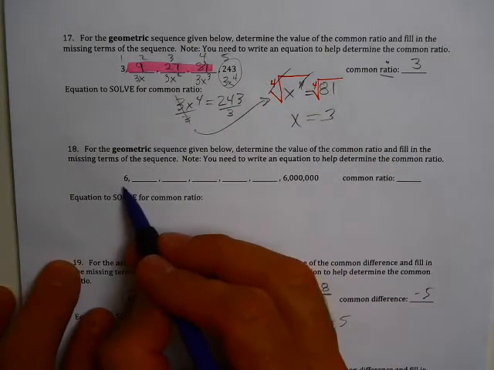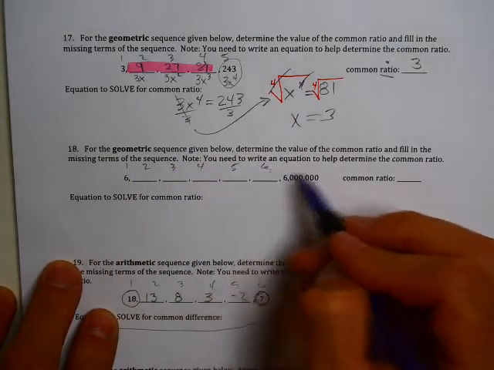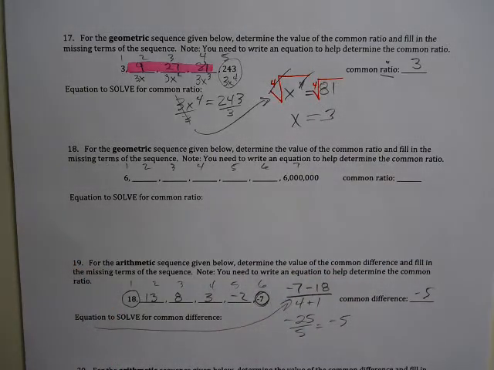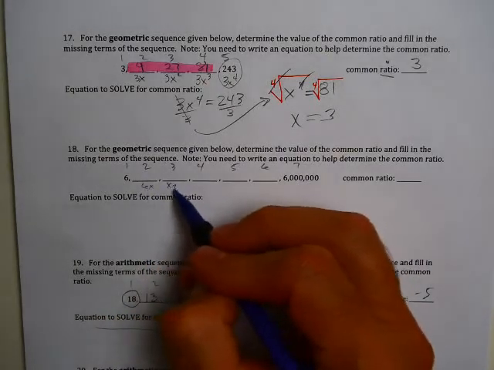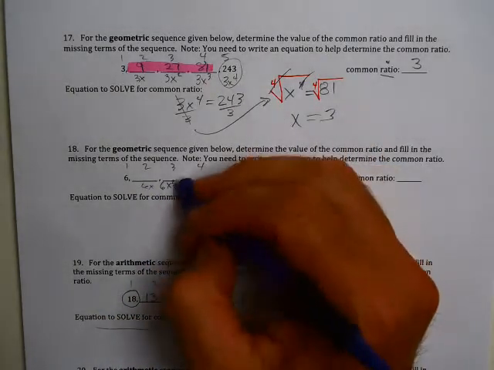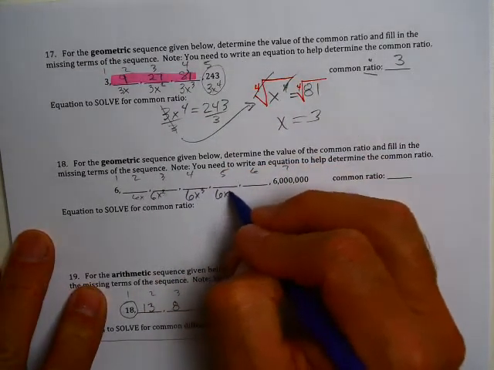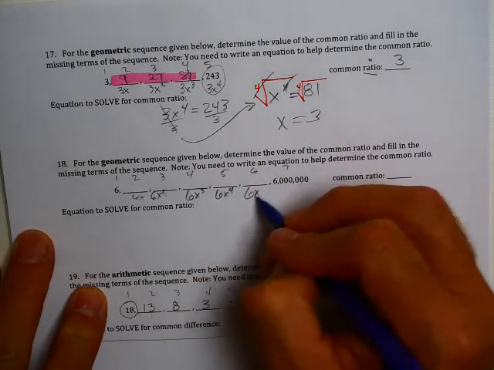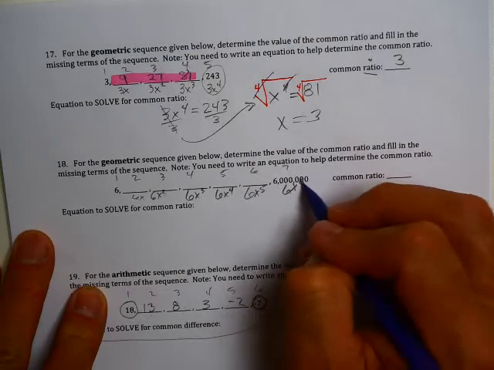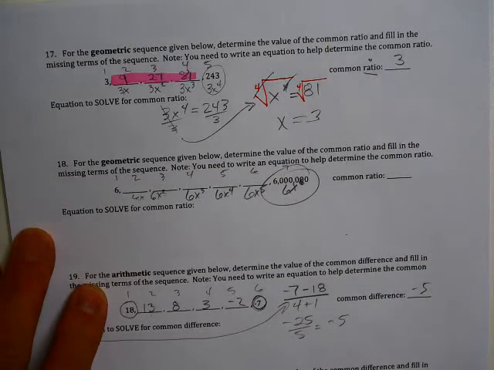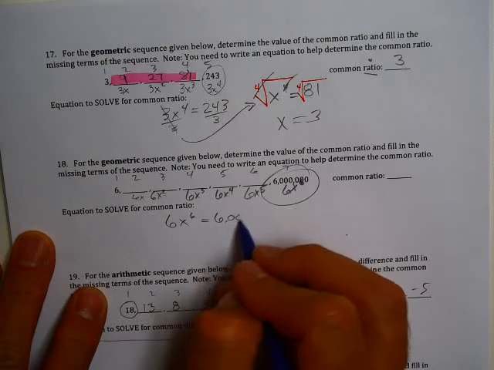All right, last one. 6, first term, second term, third term, fourth term, fifth term, sixth term, seventh term. So I'm going to say 6x squared, 6x to the 3rd power, 6x to the 4th power, I don't know what that is, I keep going, 6x to the 5th power, and I get 6x to the 6th power, it's pretty ugly there, for 6 million. So I'm going to say 6x to the 6th power equals 6 million.